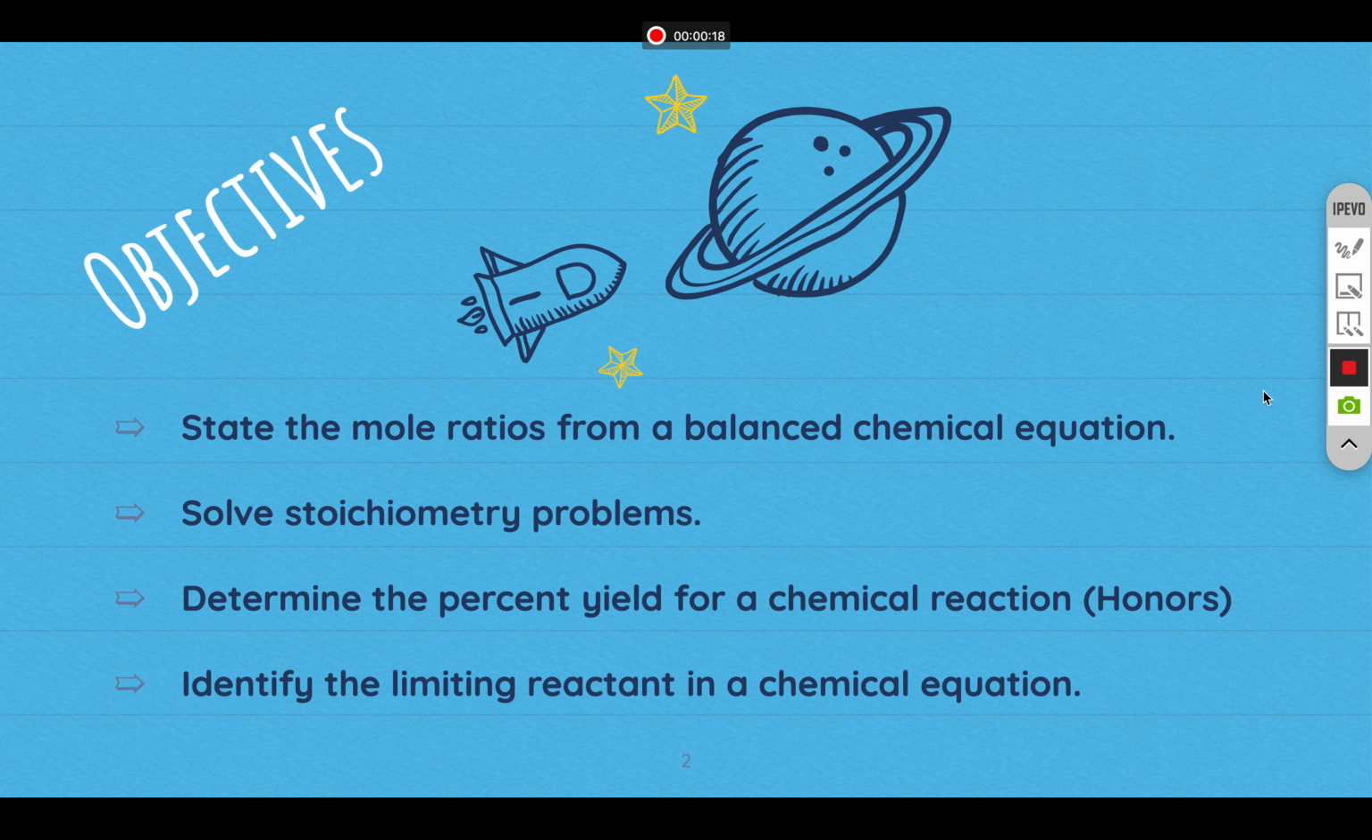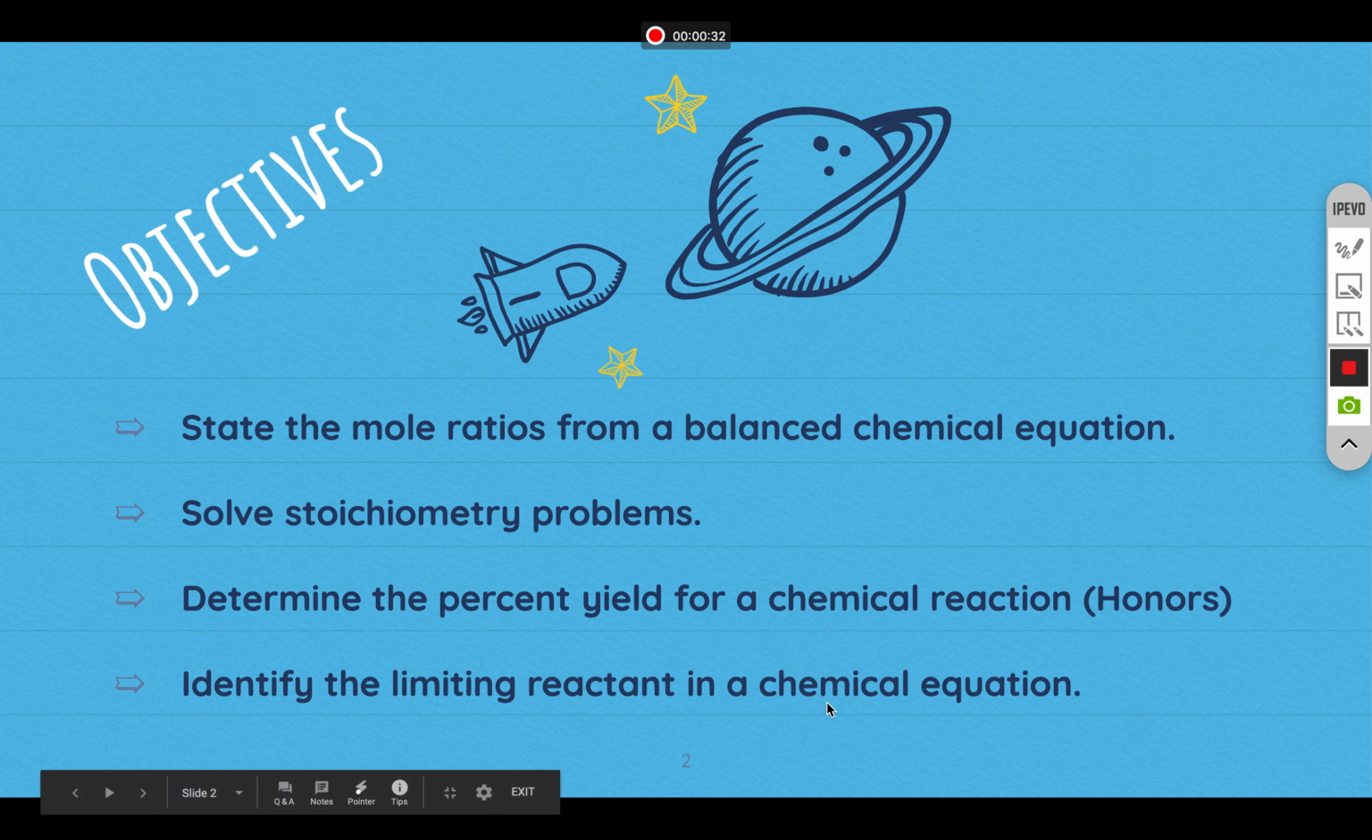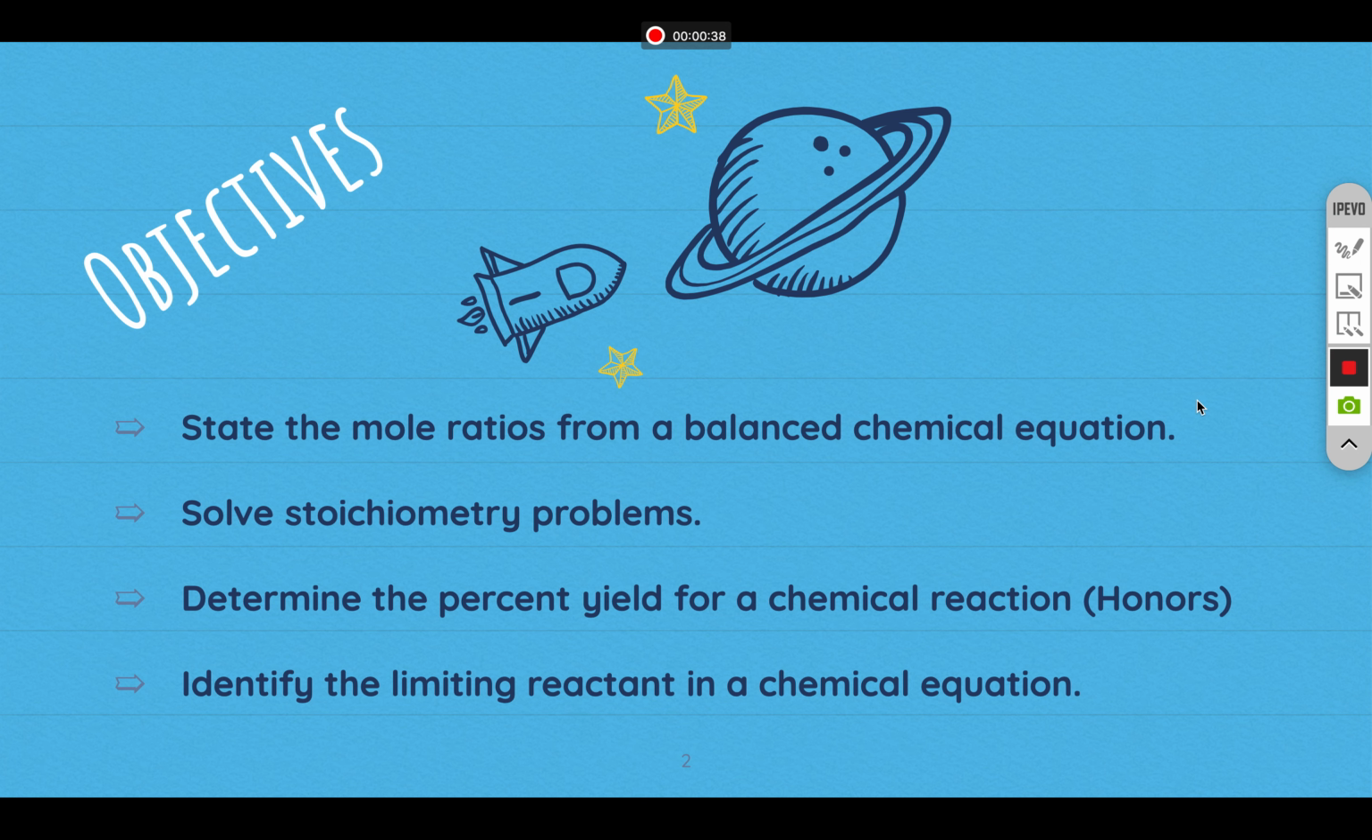So today what we're going to do is talk about mole ratios in a balanced chemical reaction. We're going to do some stoichiometry questions, and we're going to go over how to do them in detail. We're going to do some percent yield problems, and then next time we'll worry about limiting reagent problems, or limiting reactants. So you don't have to worry about the last objective today. That's going to be next time.